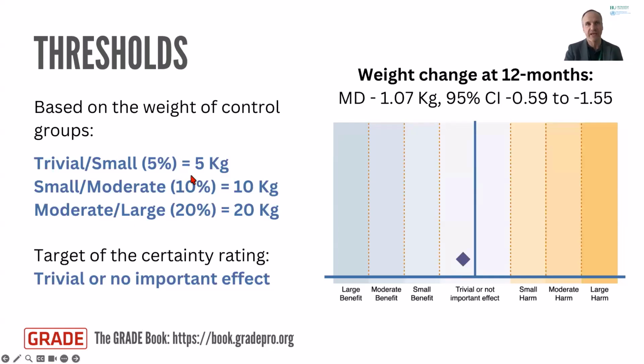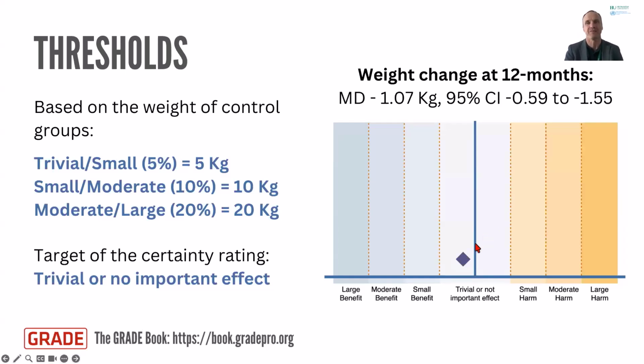Here, as an example, thresholds could be a 5%, 10%, or 20% weight change for a person with an average weight of 100 kilograms. So our threshold could be 5, 10, and 20 kilograms for trivial and small, moderate, and moderate to large thresholds. And very important, the middle range here. Again, we de-emphasize this line, and in other graphs, we actually have taken this out to make this a bit more clear, because there is no such thing as no effect.